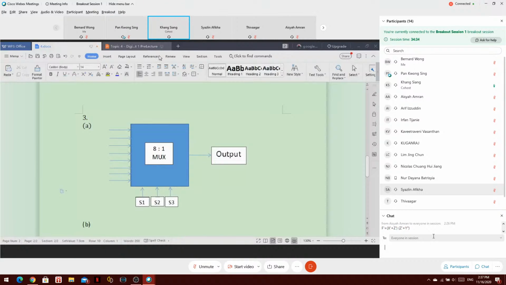Yeah, okay. One more thing is that you need to label your data line also. You need to label this as input. Okay. Yeah, that's it. Correct.